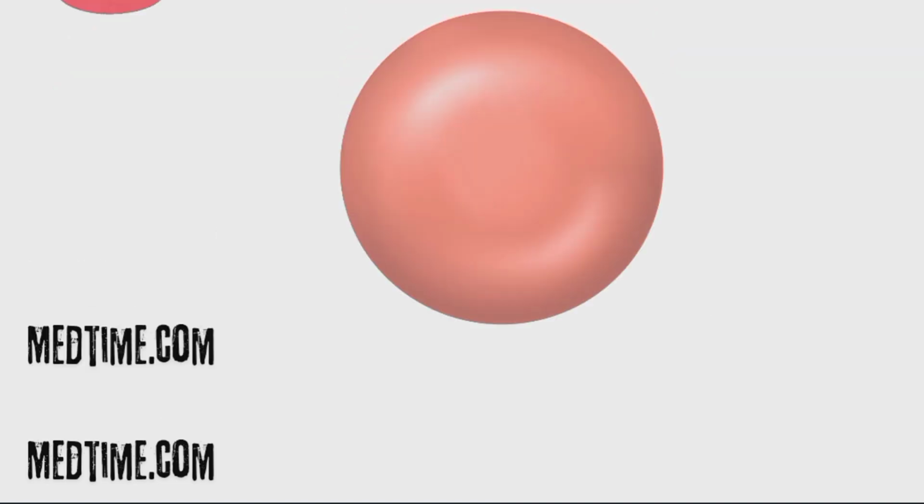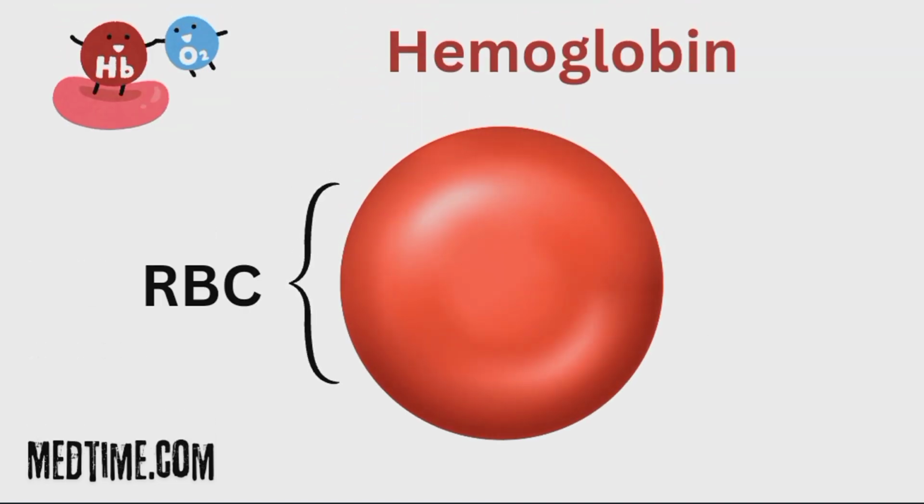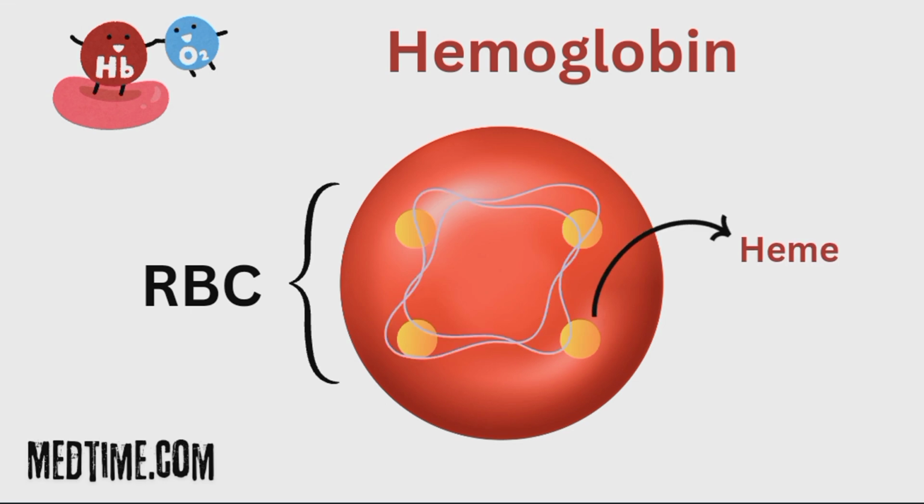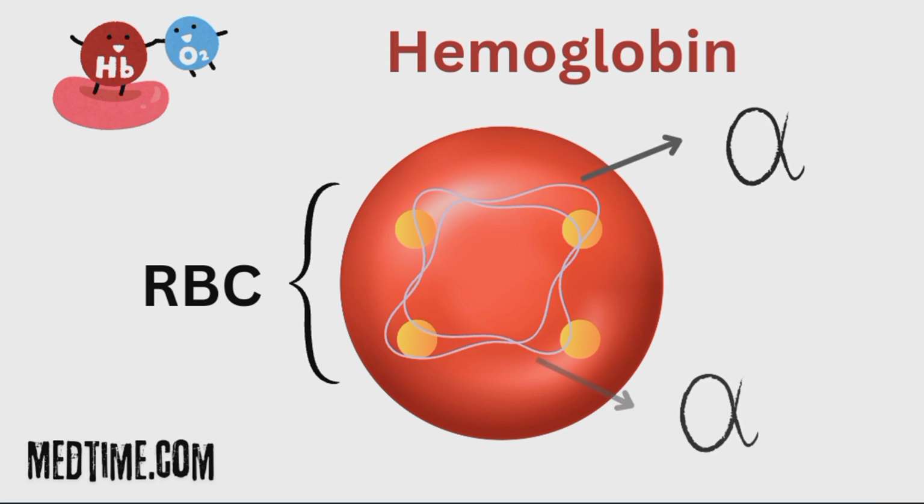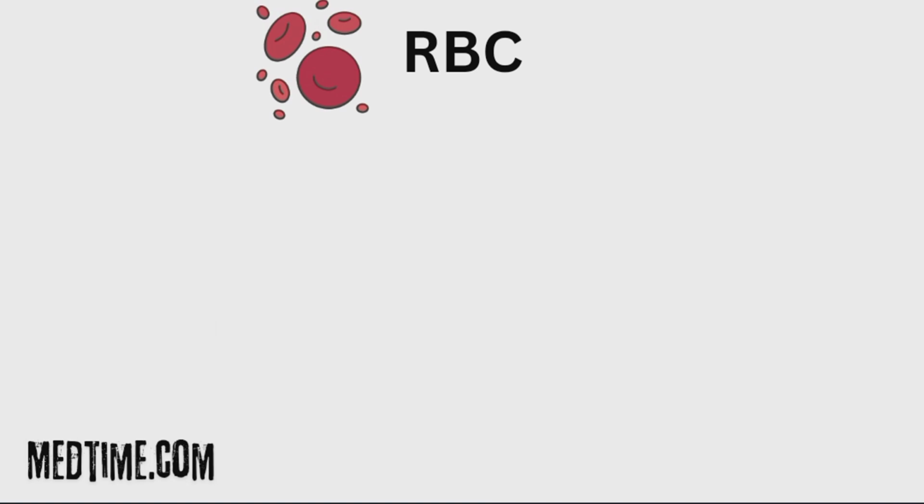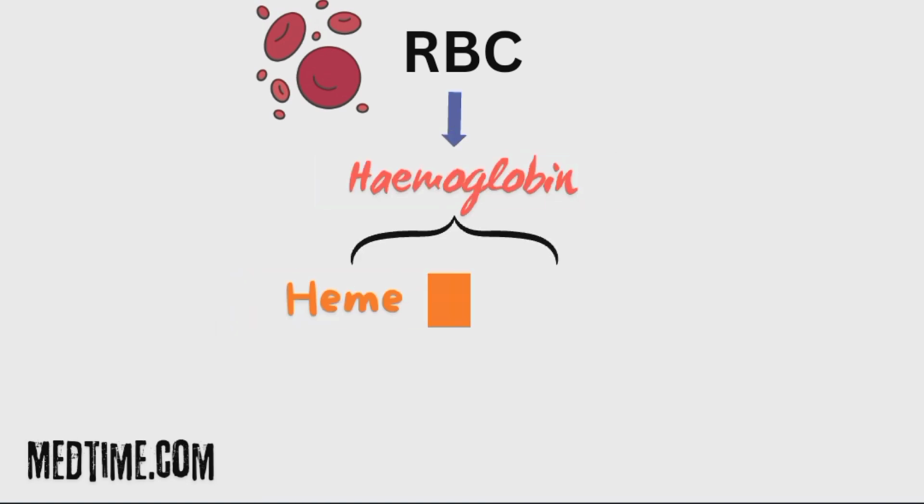Hemoglobin is present in RBC cells, and it is made up of two components. One is heme and another one is globin. Globin is a protein, and it is made up of two alpha chains and two beta chains. Now we can conclude that RBC cells contain hemoglobin, and hemoglobin is made up of two components, heme and globin. So what is thalassemia? Thalassemia is nothing but an alteration or decrease in the hemoglobin level.